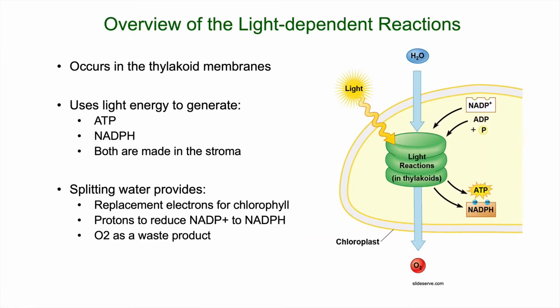So if we look at an overview of the light reactions happening in the thylakoid membranes, we're using light energy to generate ATP and NADPH. Both of these are made in the stroma, but they're going to be used in the stroma in the Calvin cycle. And then when we split water, we replace the electrons on the chlorophyll molecules. We get protons to reduce the NADP+ to NADPH, and oxygen is released as a waste product.